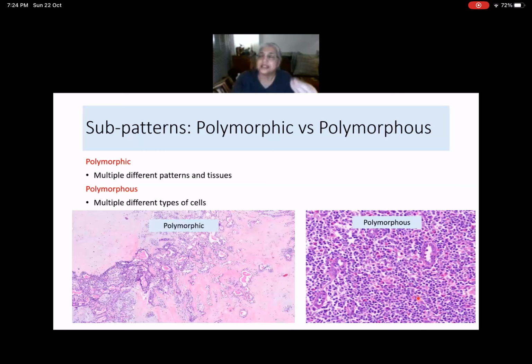It is use of the language. So that's why I'm telling you that you must learn the language that we speak, so that you can speak to me and I will understand. I speak to you and you will understand. The textbooks say something and you should understand. So this is the difference between pleomorphic, polymorphic, and polymorphous.